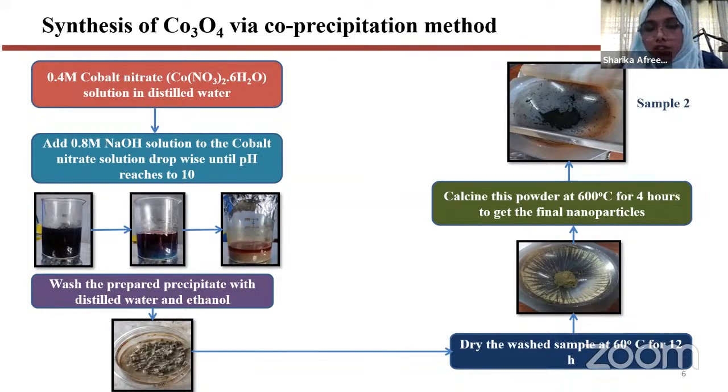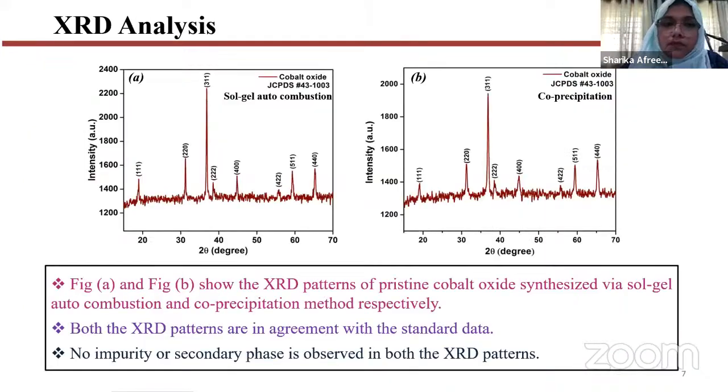As the pH of the solution changes, the color of the solution also changes, as shown in the figure. After 2 to 3 hours on the magnetic stirrer, the precipitate was formed and left overnight at room temperature. After that, we washed the prepared precipitate with distilled water and ethanol several times to remove the excess impurities, which was further dried in an oven at 60 degrees centigrade for 12 hours. And it was calcined at 600 degrees centigrade for 4 hours to get the final nanoparticles of the sample.